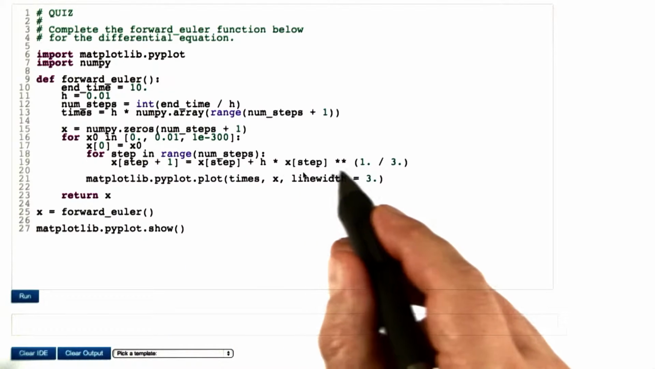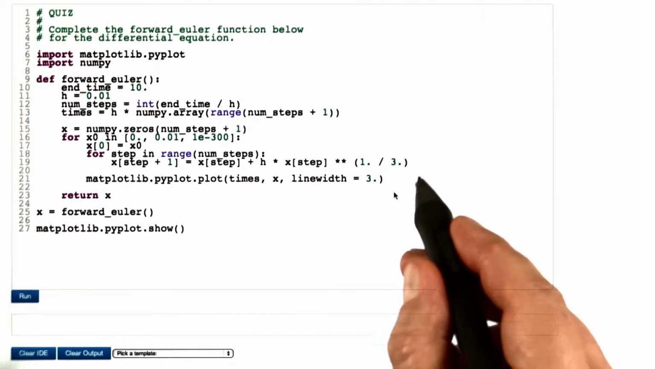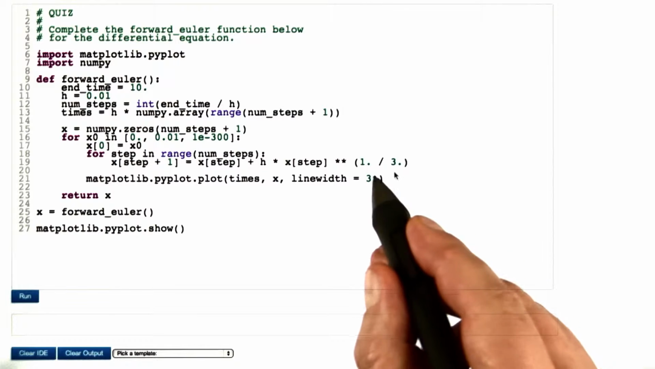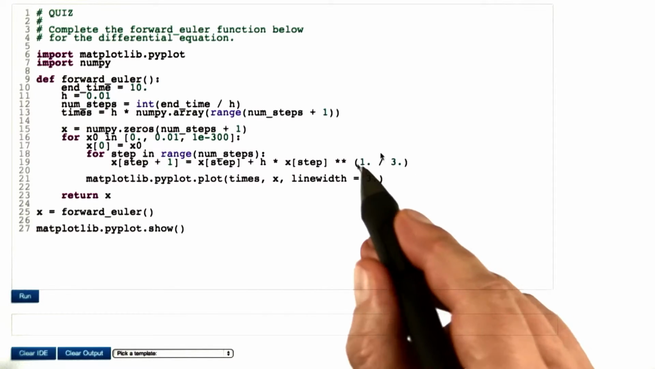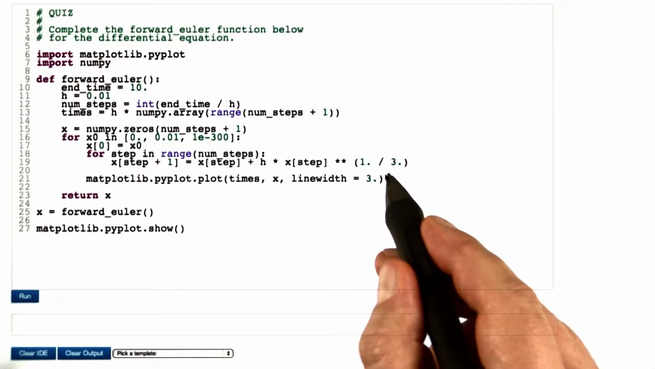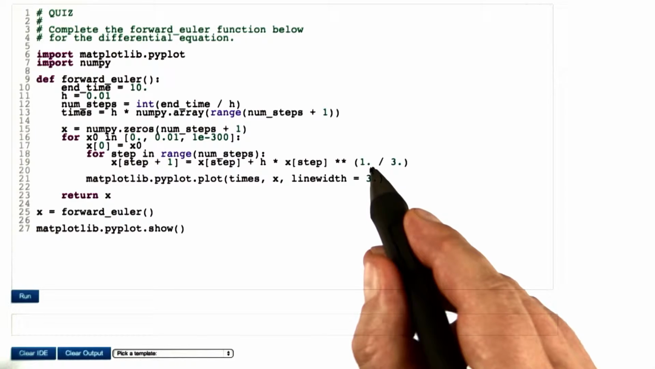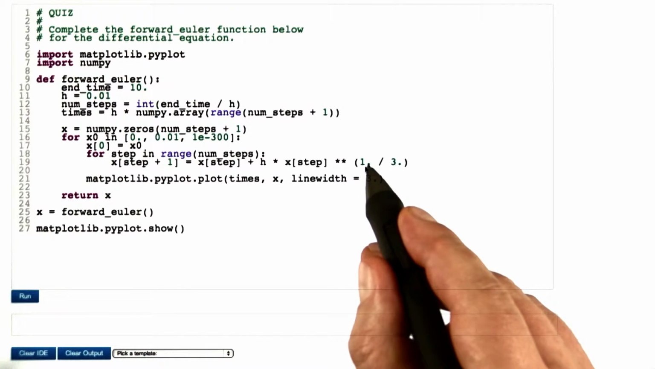Even though the overall equation is simple, there's two things to be careful about. First, you cannot write 1 divided by 3, because that would be 0. Integer divided by integer would be an integer. So you have to put in at least 1 decimal point here.